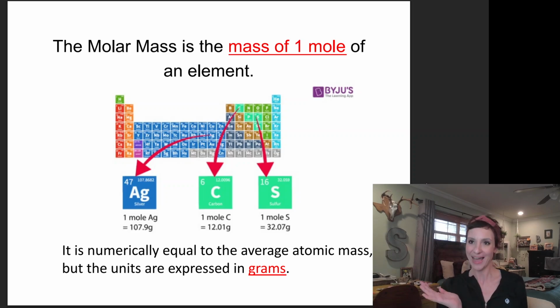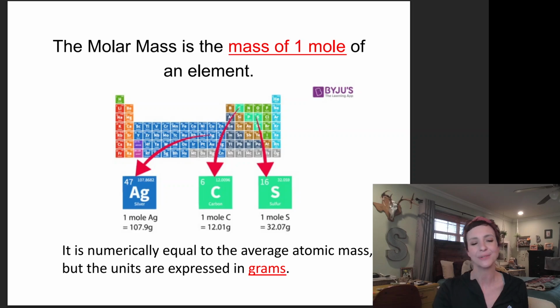So the molar mass, I kind of like this sometimes when terms seem like they make sense or guide you to what the definition of it is. But the molar mass is the mass of 1 mole of an element. That makes sense. Molar mass, the mass of a mole of an element. And y'all's brains are about to explode. There's a real quick and easy way to find the molar mass of any element.